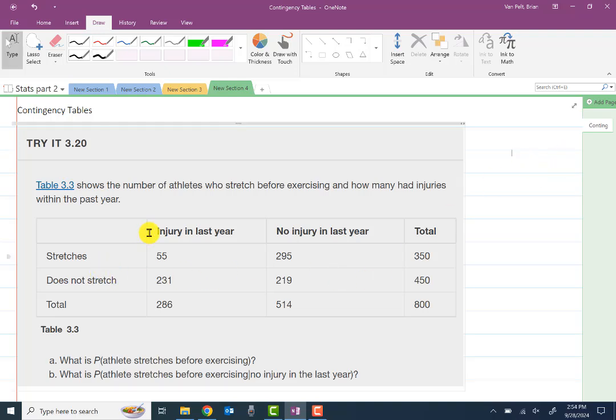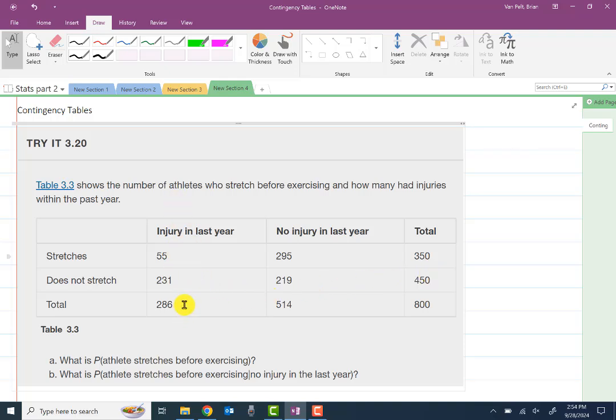So here, the study is to determine if stretching helps prevent injury while exercising. If you look, we have the stretchers. Of the stretchers, we have two things: those who stretched who were injured and those who stretched that were not injured. If you add 55 and the 295, that's 350. Similarly, in the do not stretch row, if you add 231 plus 219, that adds up to 450.